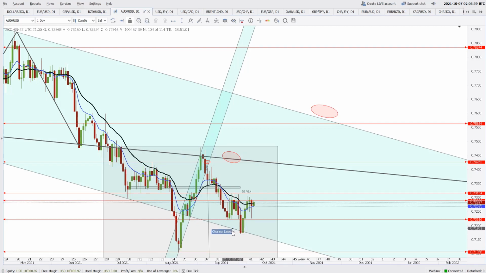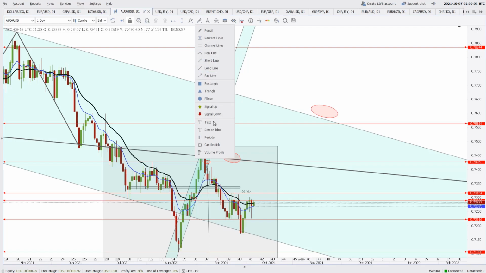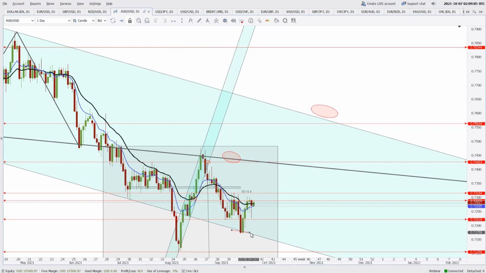I cannot say that this is a higher low yet, because the price has not made a higher high. But if the price is able to make a higher high than this high of 0.7409 in this market, then we can say that the uptrend has resumed, and this is a higher low in that case.